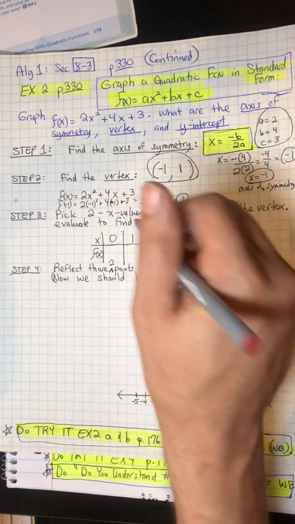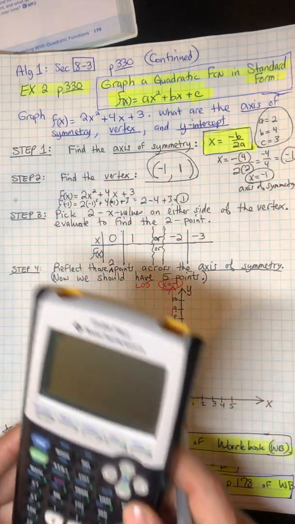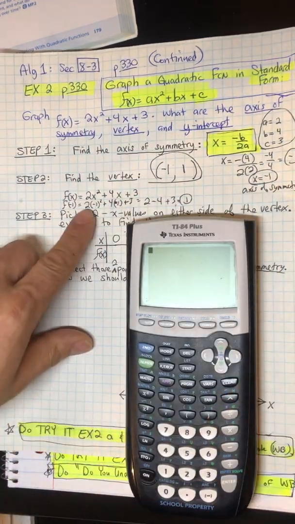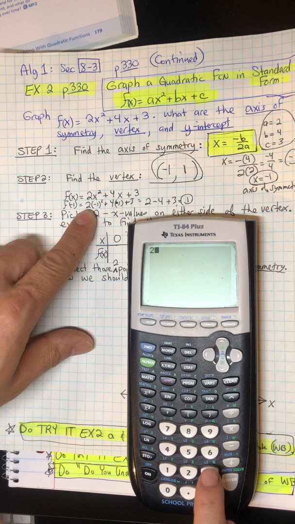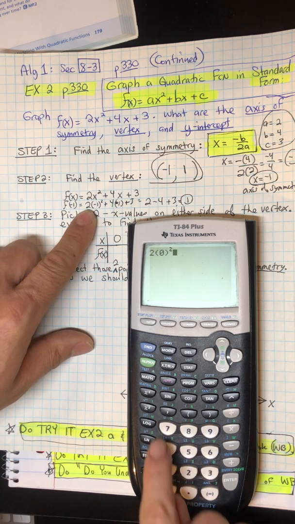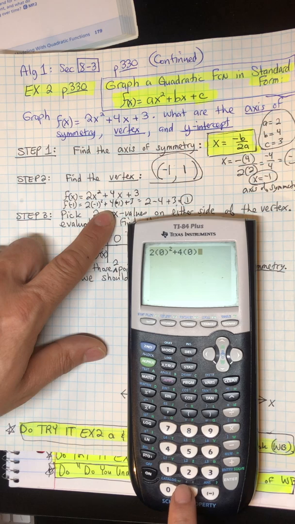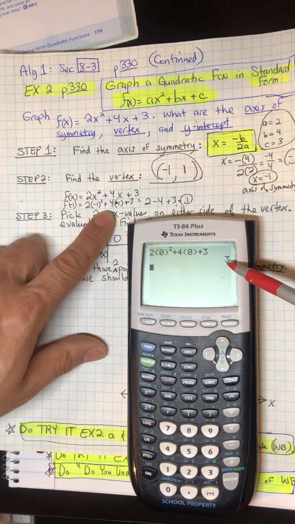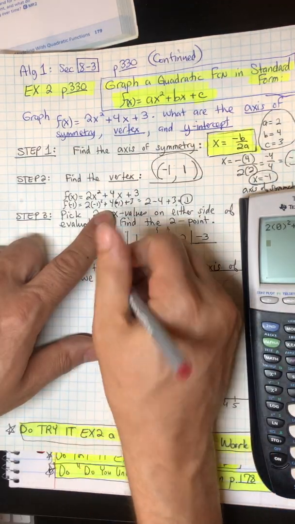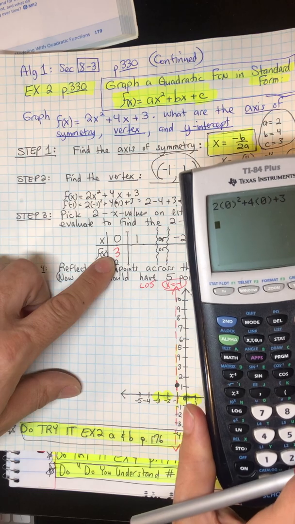Let's put 0 in the function. You can do that on a calculator. Let me show you how to do that on a calculator. Let's replace 0. This is probably the best way to do it. 2, parentheses 0, parentheses squared. There's a square button. Plus 4, parentheses 0, parentheses, plus 3. Enter. It'll do order of operations for you. The answer was 3. So when x is 0, f of x is 3.